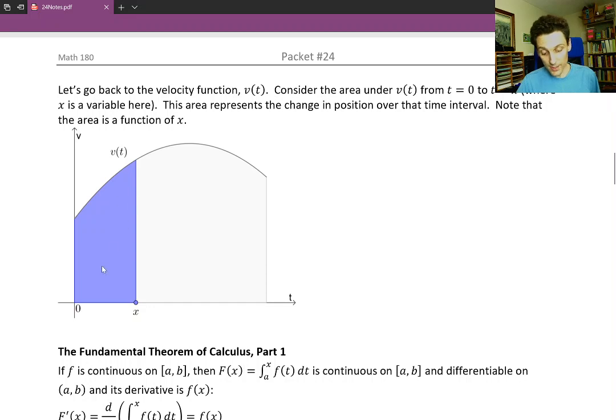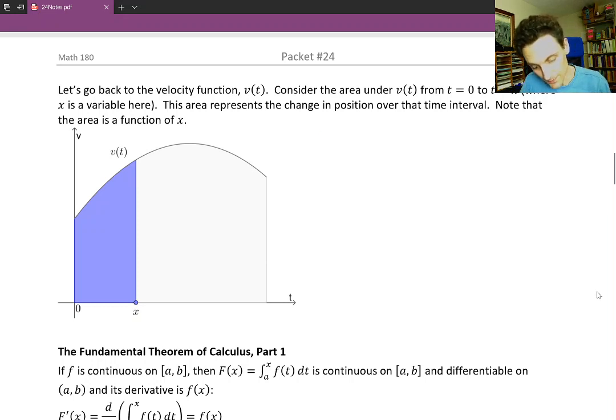So this area, though, as we mentioned, represents the change in position over that time interval. It represents that distance traveled, or that change in position over that time interval from t equals 0 to t equals x in this case. So that area here, note, is going to be a function of x. It's going to depend on what x is. The bigger x is, the bigger the area is. Let's write up this relationship between the area under the curve, which is what the integral represents, and the change in position from t equals 0 to t equals x.